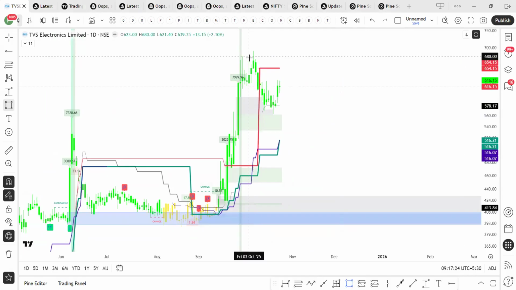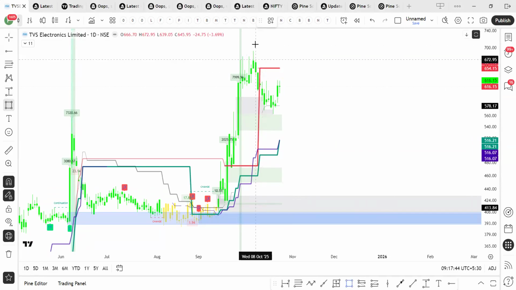So now I don't think there is any opportunity right away. 690 is actually the top of the stock. Sometimes it is a very lucky exit, but we cannot expect this every time. But right now it is likely to consolidate.